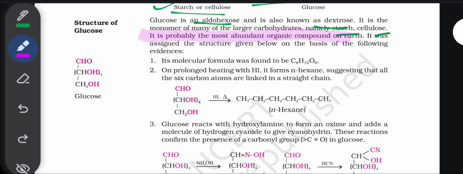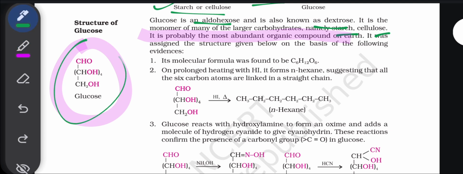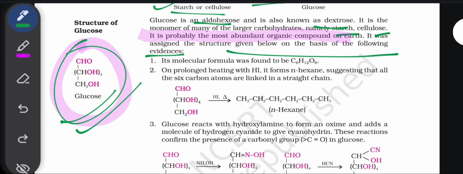It was assigned the structure given below on the basis of the following evidences. So this is the structure of glucose. Its molecular formula was found to be C6H12O6. On prolonged heating with HI, which is a reducing agent, it forms n-hexane.